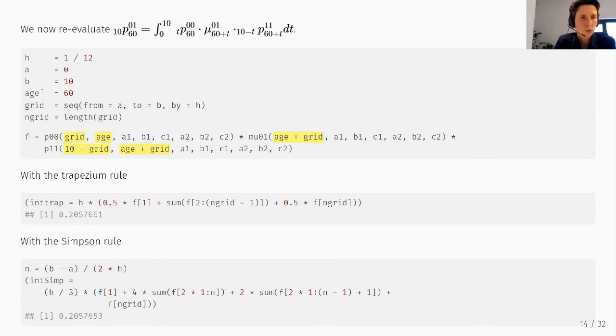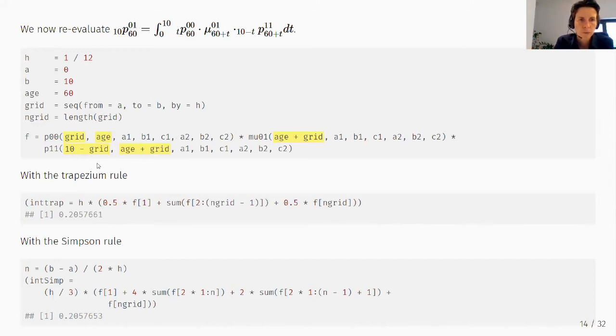So what are we going to do? We put the boundaries: a is 0, b is 10, and h is 60. We put a grid together that goes from a to b in steps of size h, and N grid is then the length, the number of points in our grid. So what are we going to do? We're going to evaluate the function f in the different points along our grid.